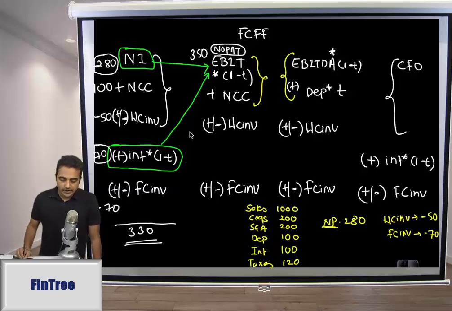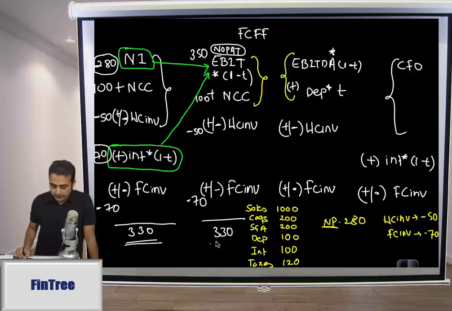Are you following this? And then once we know it is same, we just plot the remaining values. So this should be 100, this should be minus 50, and this should be minus 70, which would again get us cash flow of 330.